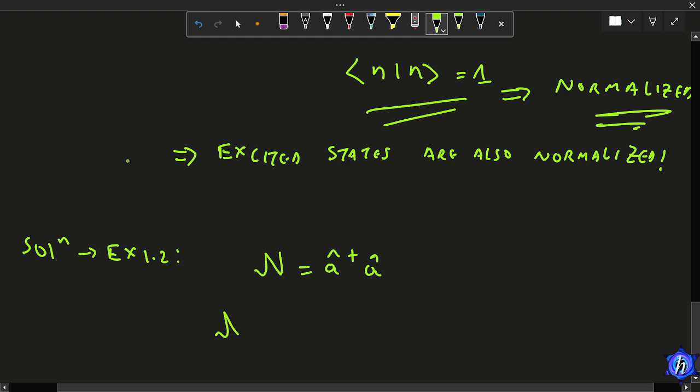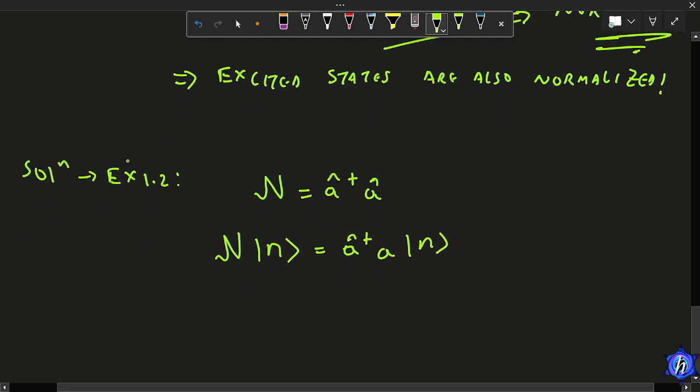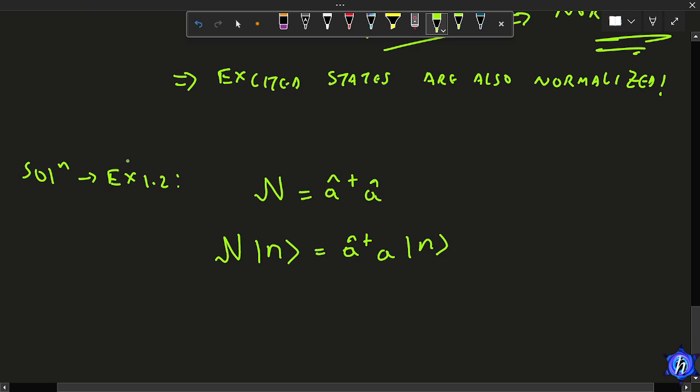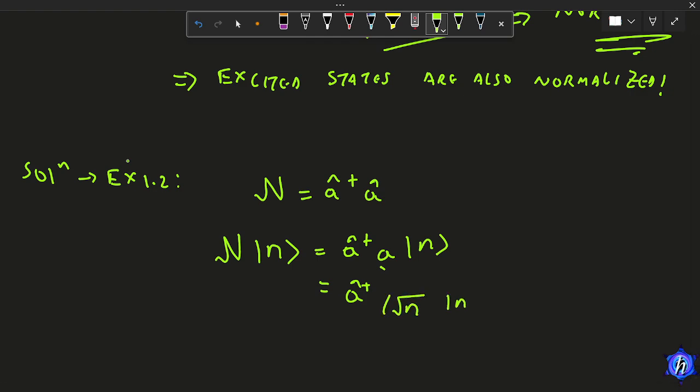So if this operator acts on the state n, its eigenvalue should be n. It's a very simple exercise. a dagger a operating on n. As I said, order matters in quantum mechanics. So first, the annihilation operator a will act on n. We know this to be root n, n minus 1.